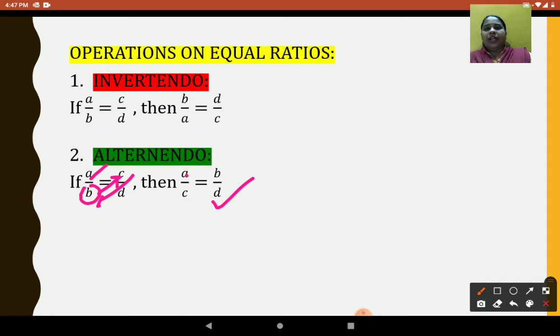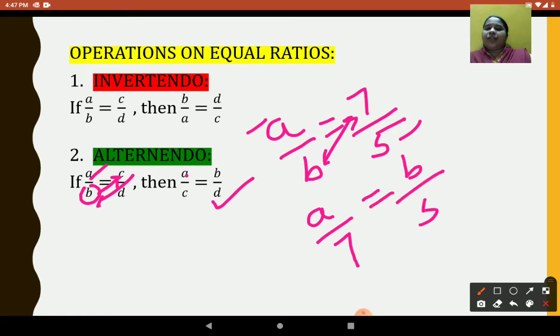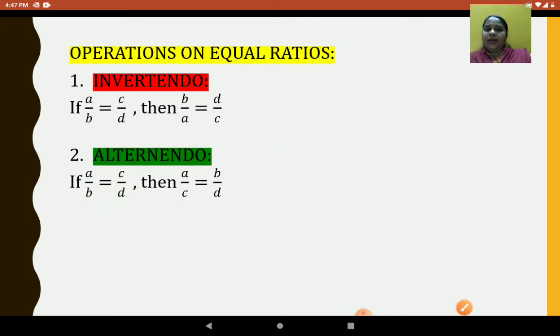This is alternando. For example, if A upon B is equal to 7 upon 5, correct? And I want to use alternando. What should I do? I should only change the places of these terms. Nothing should be done with this. It will be A upon 7 is equal to B upon 5. I hope you are understanding it. This property is nothing but alternando.